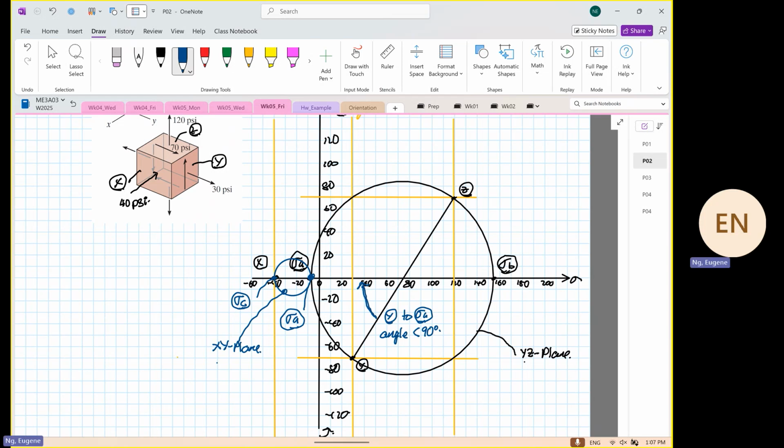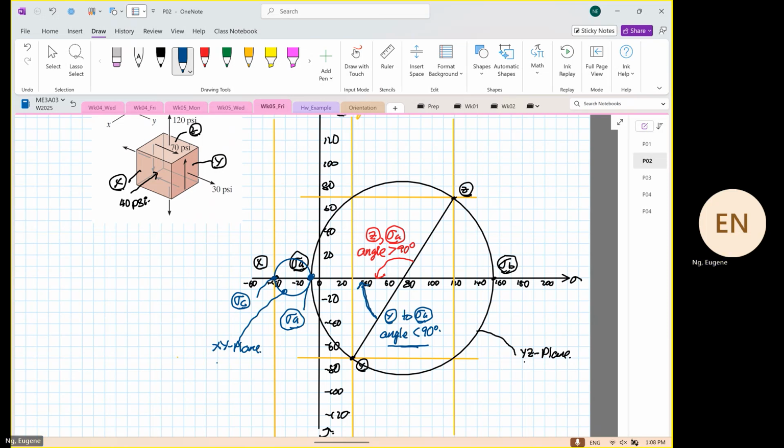Because if we do from point Z coming to here, right? So from point Z to stress A, the angle is what? Greater than 90 degrees. You pick the one that is less than what? Less than 90 degrees. We clear? Okay, we pick the one then less than 90 degrees.